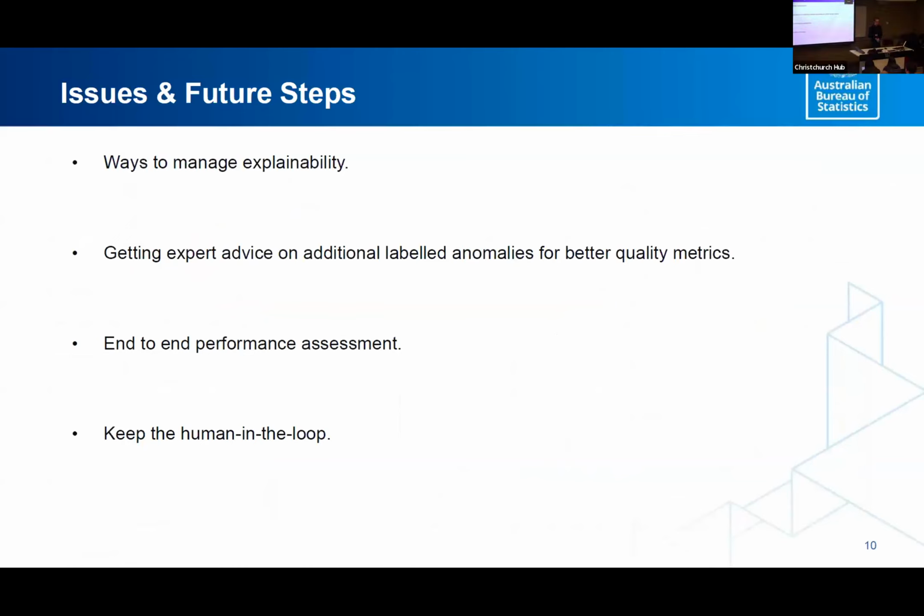So going forward, we really want to manage explainability. So we've been looking at approaches like Lime and Shapley to manage this. We also want to get expert advice on additionally labeling anomalies for better quality metrics. We need to assess the performance from end to end, so looking at the anomaly detection stage through to the prediction stage. And we really want to make sure that we're keeping the human in the loop at all times.